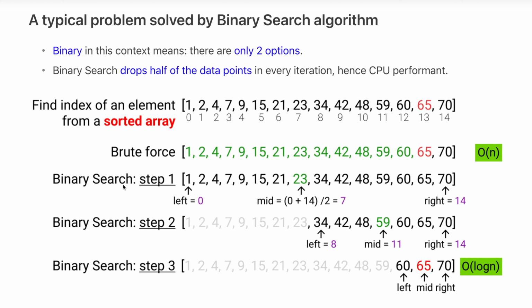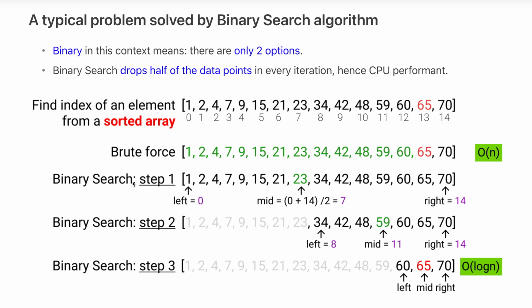So the way binary search works is, we're not gonna start at the beginning. We start at the middle. And because this is an array, we always know the leftmost index, which is 0, and the rightmost index, which is 14, the length of the array minus 1. And then we can calculate the middle index. It's the average of the leftmost and rightmost indexes. In this case, it's gonna be 7. And at index 7, we have the number 23.